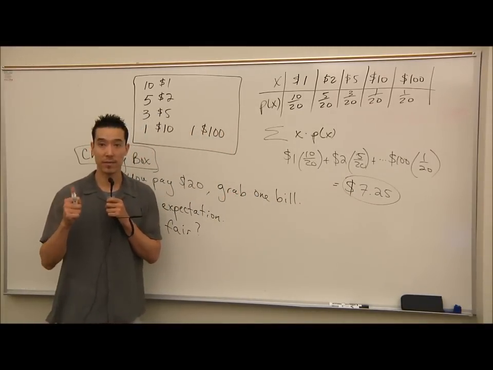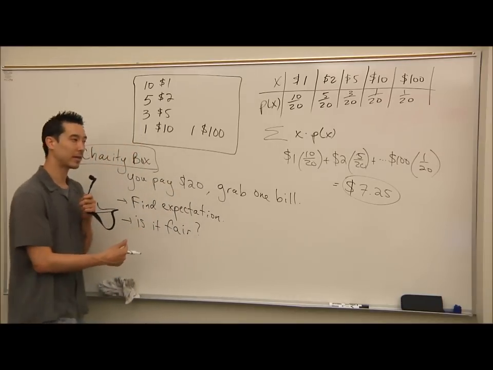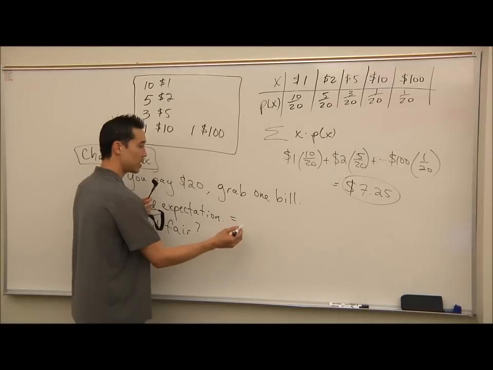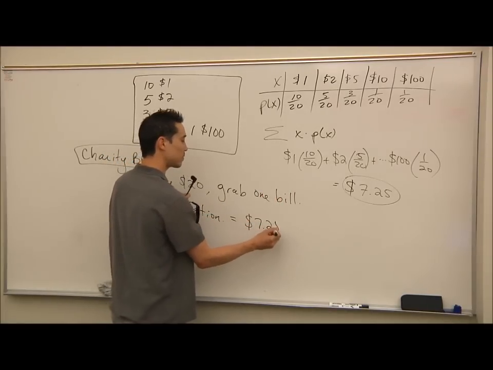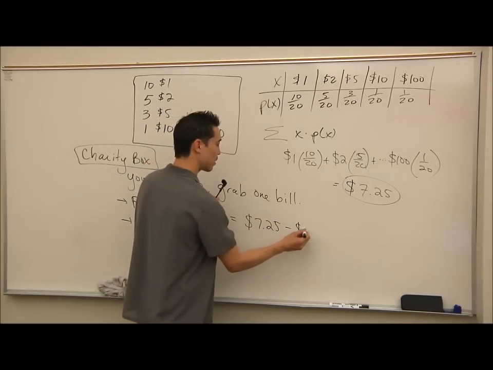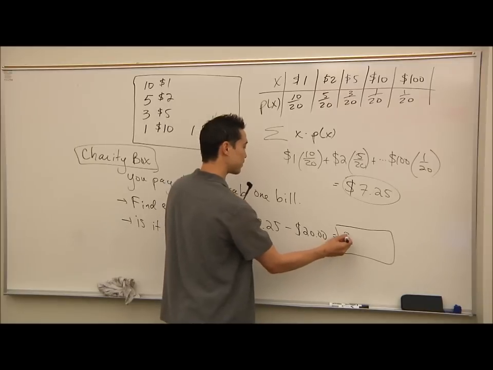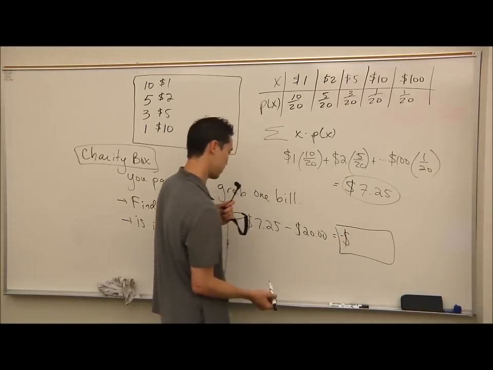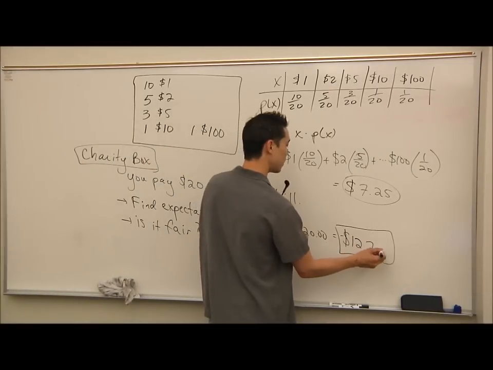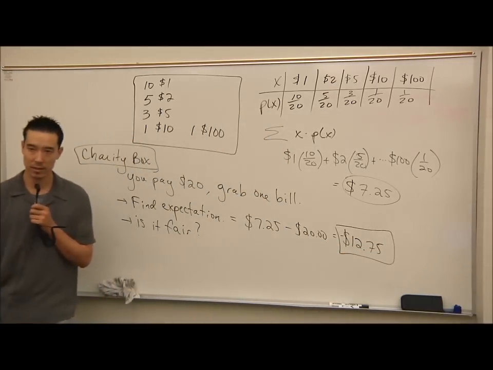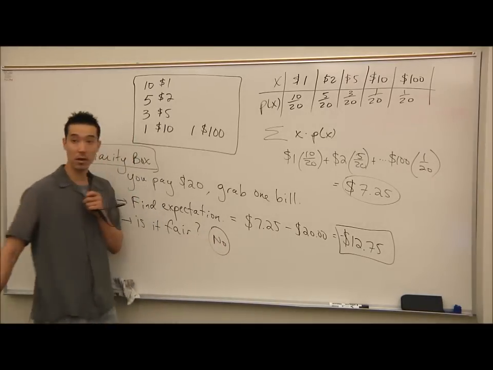Now, I haven't factored in one thing though. How much does it cost to play this game? $20. Okay. So the expectation of this game is, on average, $7.25 minus, of course, your cost. It cost you $20 to play it. And if I subtract 20 from that, what do I get? Negative 12.75. Right. So if you play this game over and over and over, you expect to lose $12.75. Okay? Is this game fair? No. If it was 0, it would be fair.